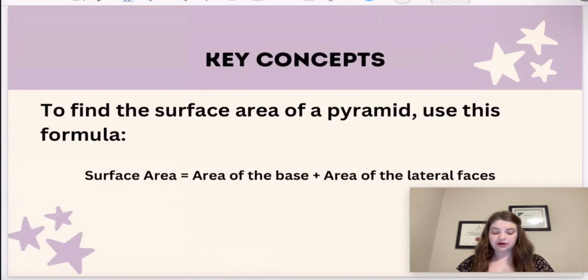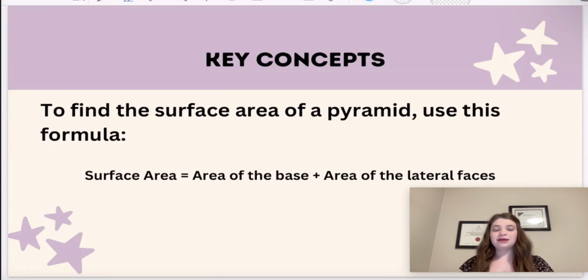To find the surface area of a pyramid, we should use this formula where we find the area of the base and then add it to the area of the lateral faces. Now, in a pyramid, the lateral faces will be triangles, so we'll always be using the area of a triangle formula for that one, which is base times height divided by 2, or 1/2 base times height.